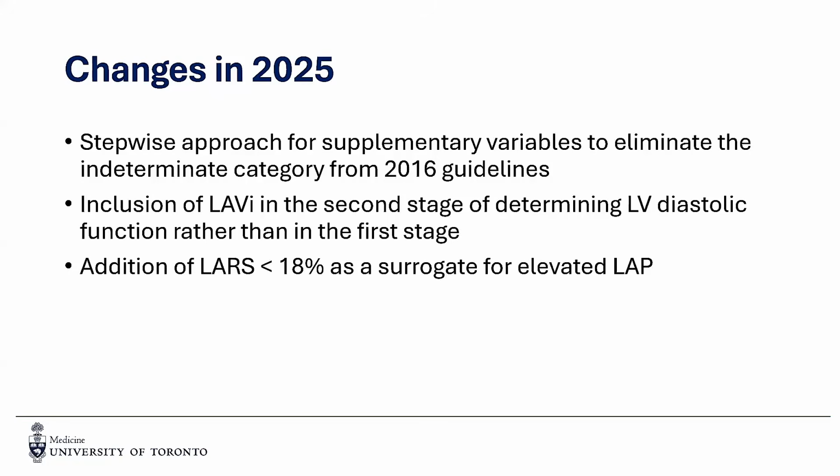We also started to look at your left atrial volume index in the second stage rather than the first stage of determining LV diastolic function, because we know of all the different factors that can affect left atrial volume index independent of diastolic dysfunction. And then finally, we also have the addition of your left atrial reservoir strain less than 18 as a surrogate for elevated diastolic pressure, although again, its utility broadly is less used. And I think that's about it.